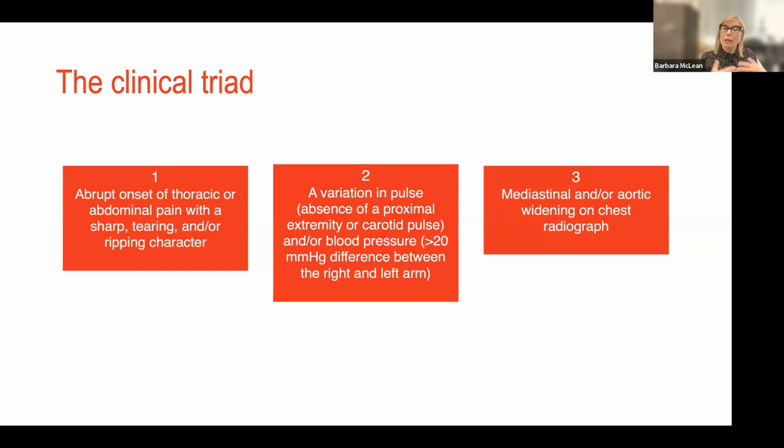The second thing that can happen, but it really depends on where that dissection is, is a variation in the pulse to the bilateral extremities. It could also be in the carotid if it's an ascending aneurysm. So what we're feeling is a dyssynchronous pulse. Earlier when I assessed you, you had equal pulses bilaterally, but now you have a stronger pulse on the right side than on the left side. And it's not just a little bit, it's usually quite profound. There's a big difference in the pulsatile quality bilaterally.